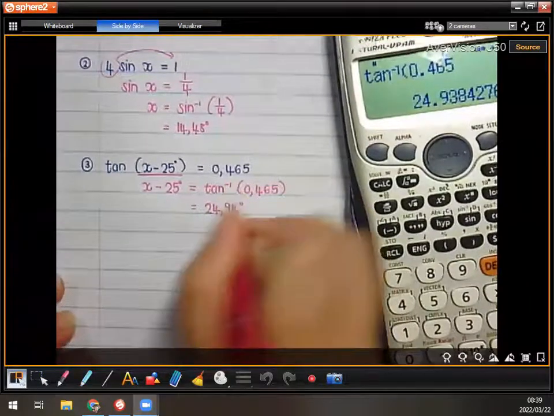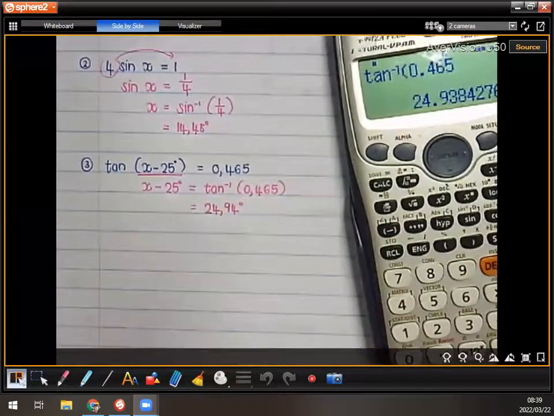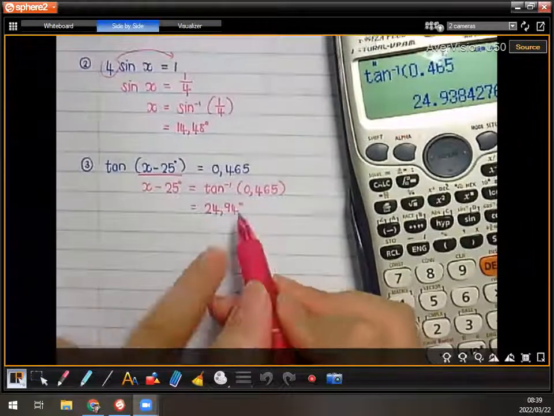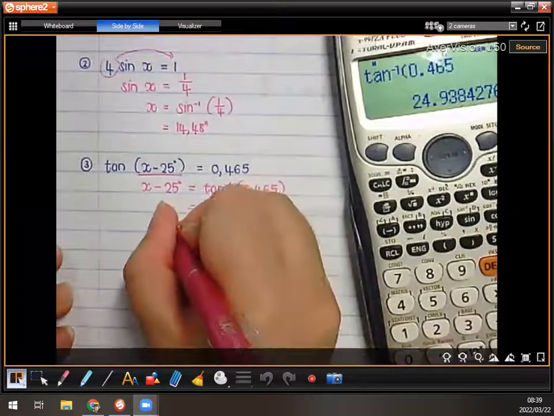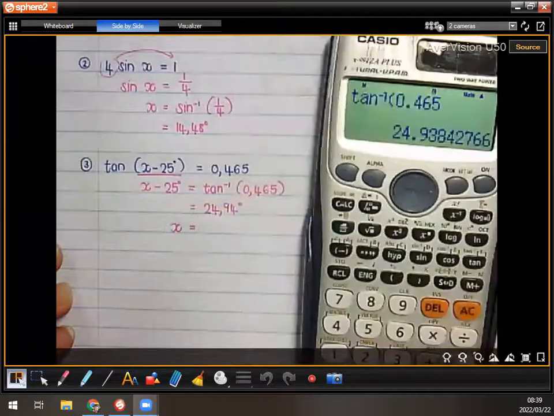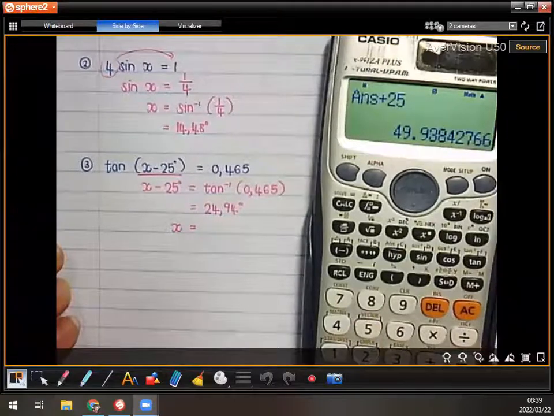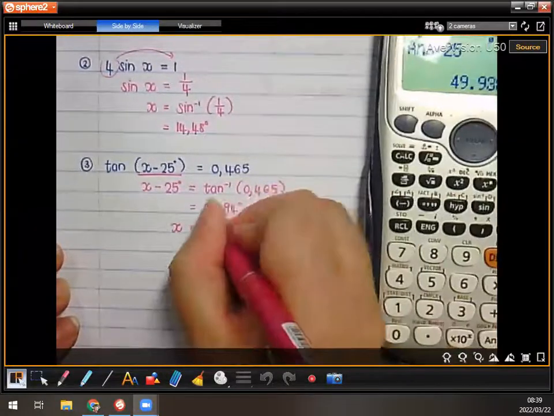24,94 degrees. What must I do to get x on its own? Add the 25 degrees to the other side. Now we have degrees and degrees. Now I can actually add those together. All right, so now we're going to say x is equal to, you can do it in your head, you can do it on the calculator, it doesn't matter, 49,94 degrees.